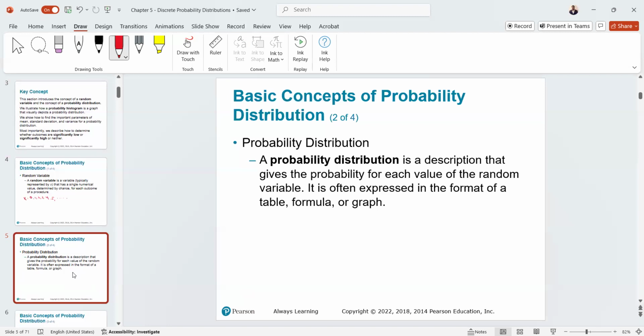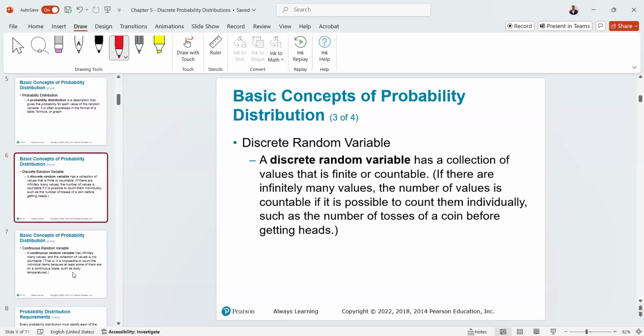But a probability distribution is the description that gives the probability for each value of the random variable. If you toss a die, there are 6 possible outcomes. You obtain 1, 2, 3, 4, 5, or 6, because we have a 6-sided die. So the probability of obtaining a 4 is 1 out of 6. But the probability of obtaining an even number, because from 1 to 6 you have 3 even numbers, 2, 4, 6, is 3 out of 6, right? So we call that a probability distribution. It is expressed in the format of a table, formula, or graph. For the probability distributions, we're going to do it for each of them separately.